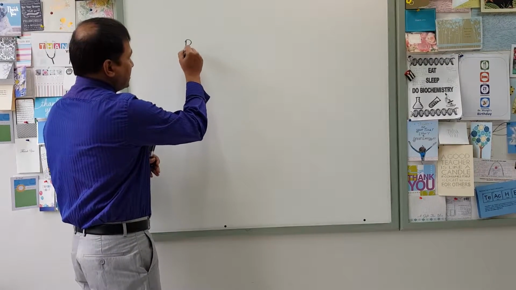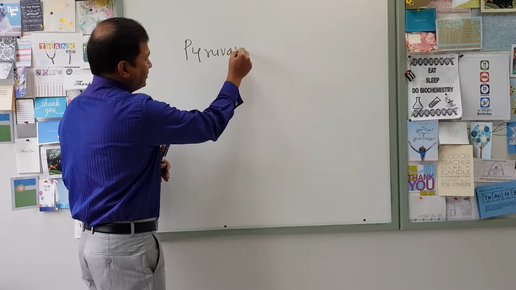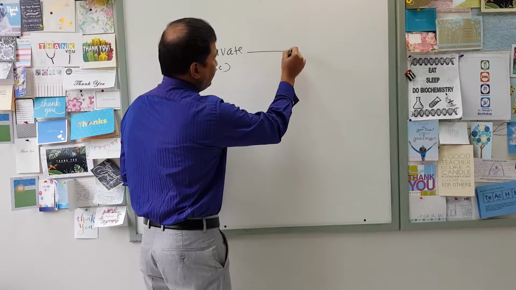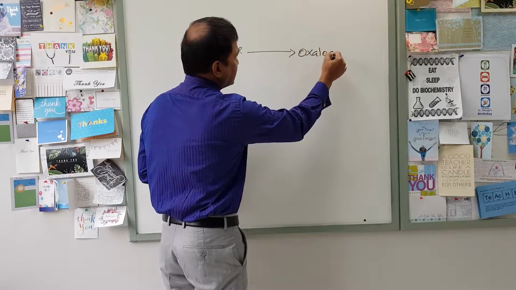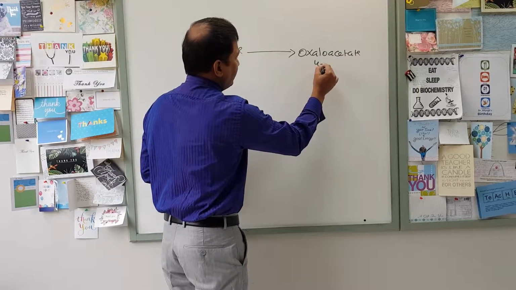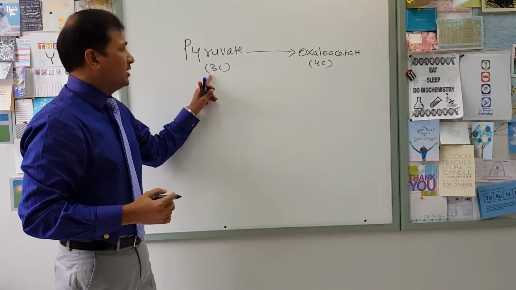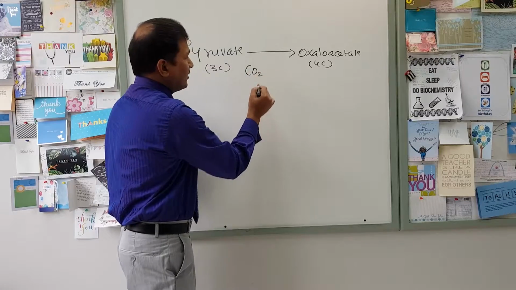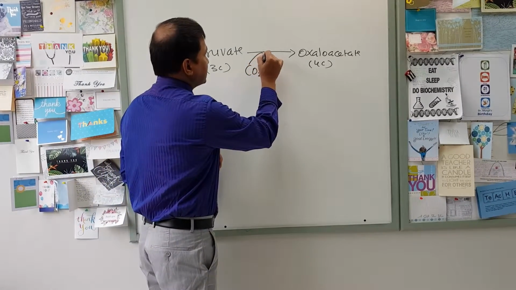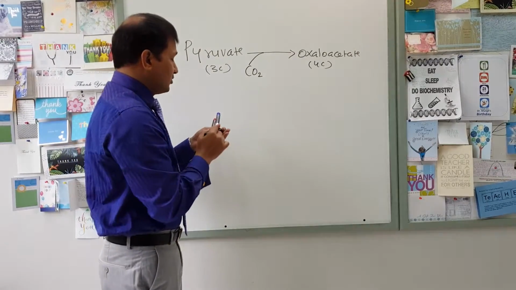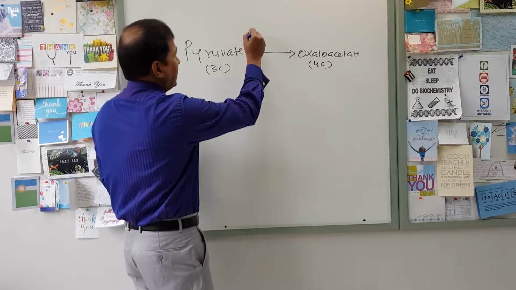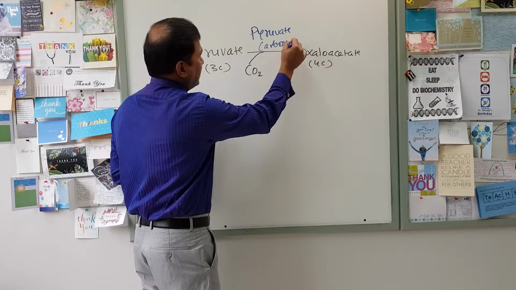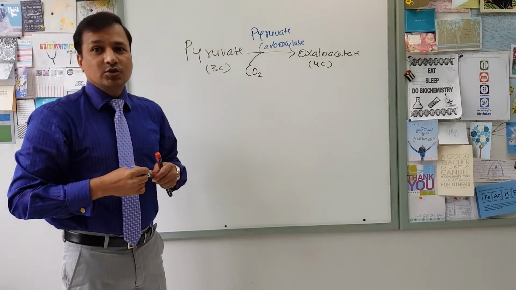So what does pyruvate carboxylase do? It is going to convert pyruvate, which is a 3-carbon molecule and an end product of glycolysis, into oxaloacetate, which is a 4-carbon molecule. That means 3-carbon pyruvate is converted into 4-carbon oxaloacetate. That means an additional carbon will come from carbon dioxide. So carbon dioxide is incorporated into this reaction. That is why the name of the enzyme is pyruvate carboxylase, because it is going to add carbon dioxide to the pyruvate molecule.